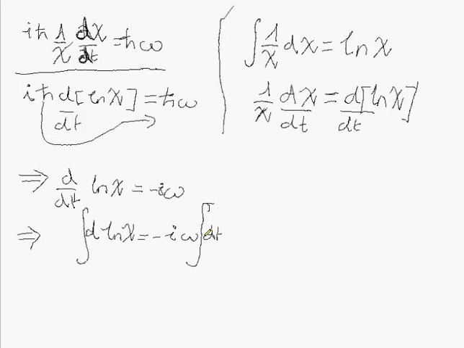Just to note why we can do this, because these are a constant. Minus i is a constant, a complex constant, but it is a constant, and this omega is also going to be a constant. It's just a number. It's not a function of anything, at least not for our purposes.